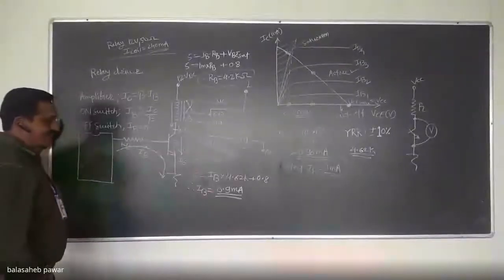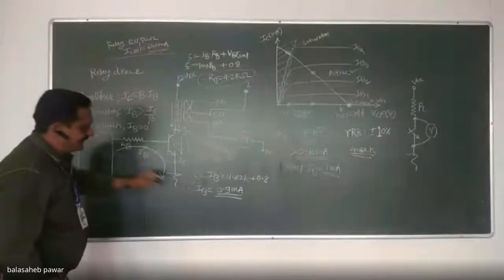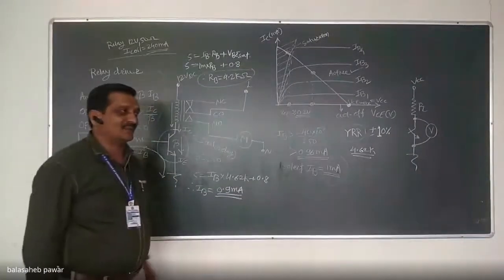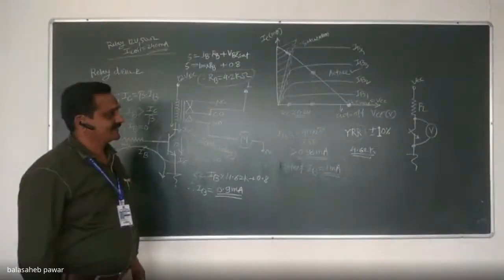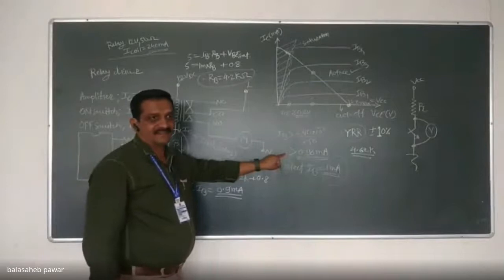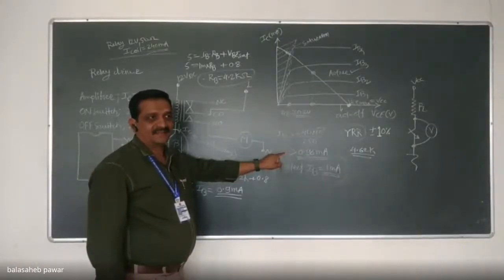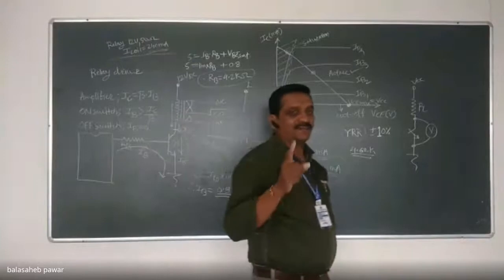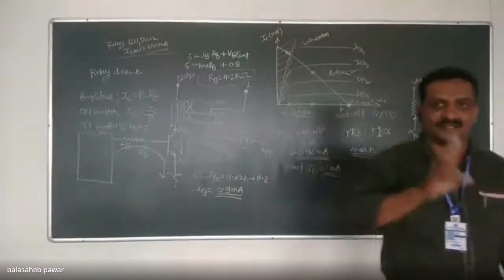Yes, sir. And to force this transistor into the saturation region, how much was the base current requirement? It should be greater than 0.96 milli. Got it? Yes, sir. IB should be greater than IC by beta. That is the requirement to force the transistor into the saturation region.